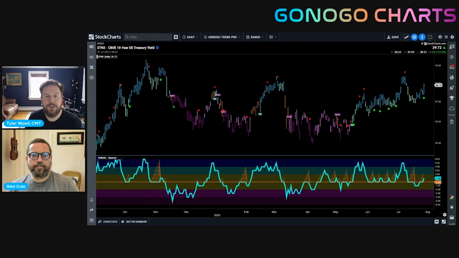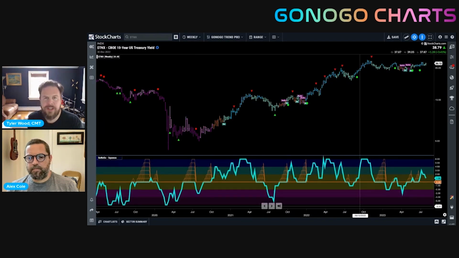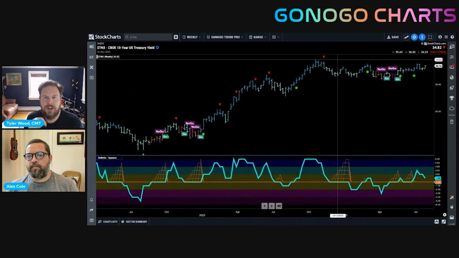Absolutely. We love to look at multiple time frames here at GoNoGo Charts. Let's pop this out to the weekly basis just to give some context for the fact that we've been drifting in this sideways range-bound market for quite some time. Very narrow range on the movement for the TNX, and we really haven't left that channel or that sideways consolidation, which is good news for equity investors and a risk-on environment at large.